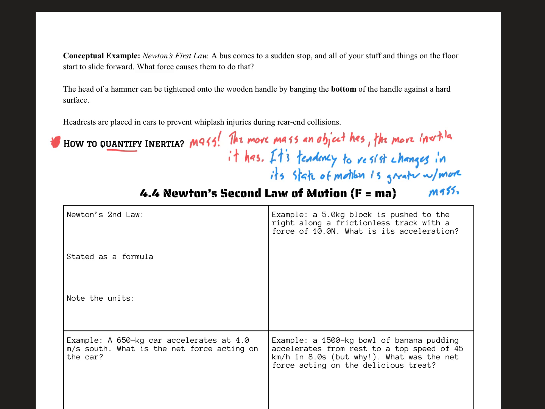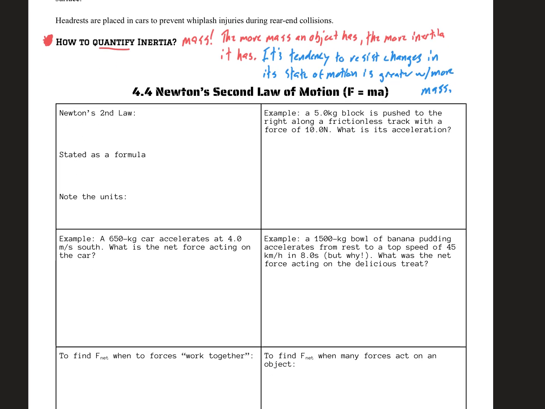The next chunk of stuff we'll talk about is Newton's second law of motion. This is the more famous of the laws. We all kind of know this F equals ma thing. Newton's second law is pretty simple. It's like the law of acceleration. An object is accelerated in the direction of the net force, or a net force causes a mass to accelerate.